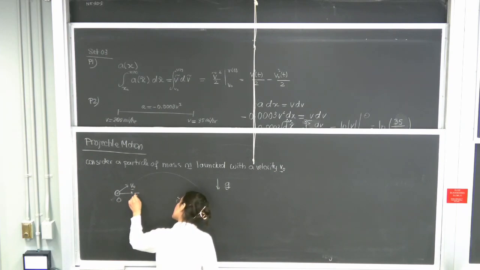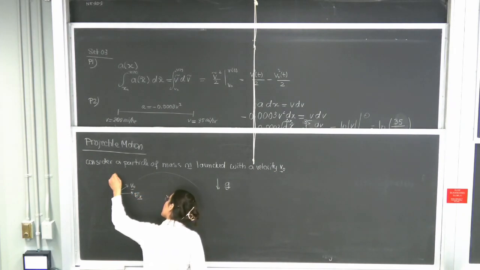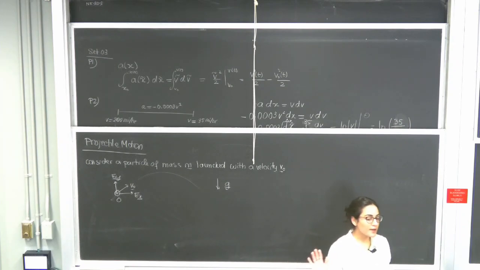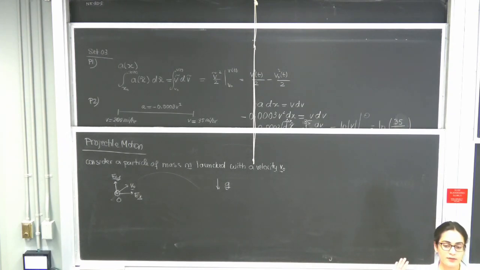I'm going to take my Ex and Ey Cartesian basis. In this case, where does Ez point? Outside the page or inside the page? Raise your hand for outside. Raise your hand for inside. We'll discuss. We have not a consensus.